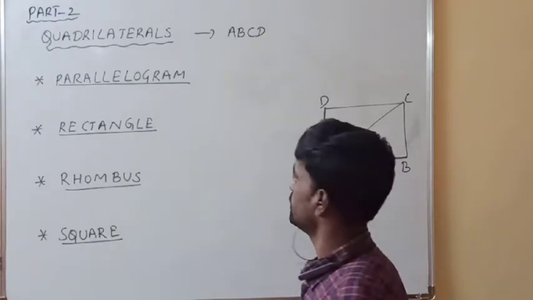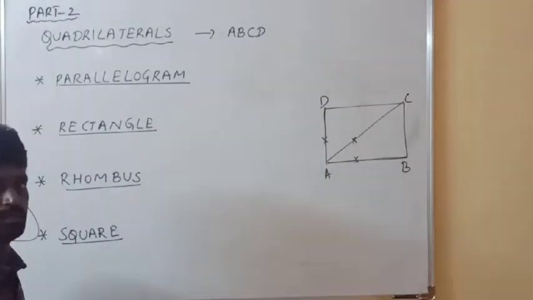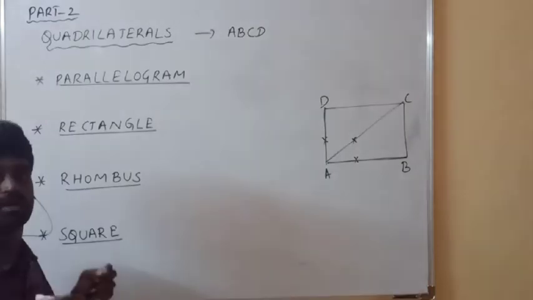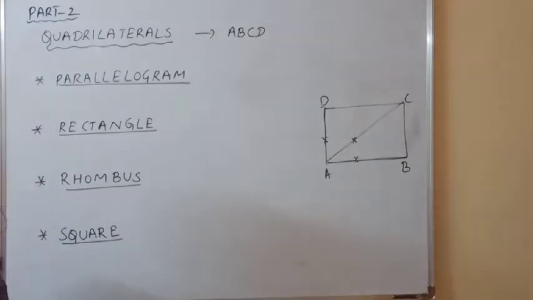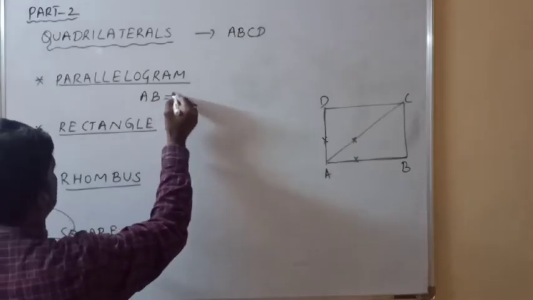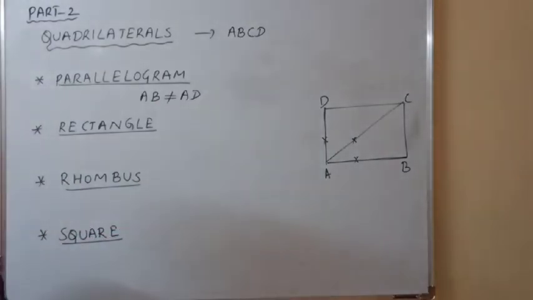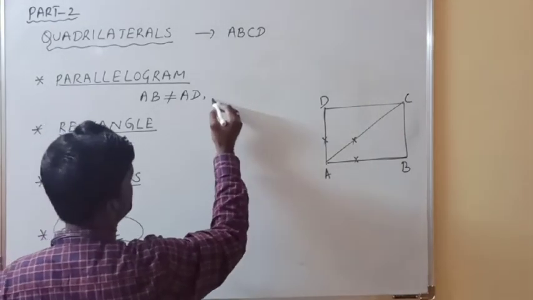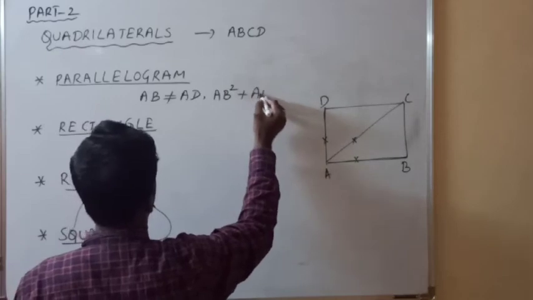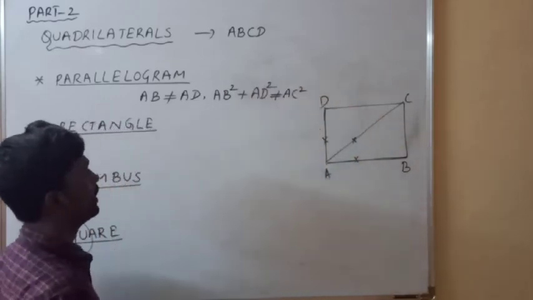Okay, how can we identify? By looking at the AB, AC, AD distances, how can we identify that the figure formed by ABCD is a parallelogram? So you need the condition AB not equal to AD. Next condition, AB square plus AD square should not be equal to AC square. Okay.